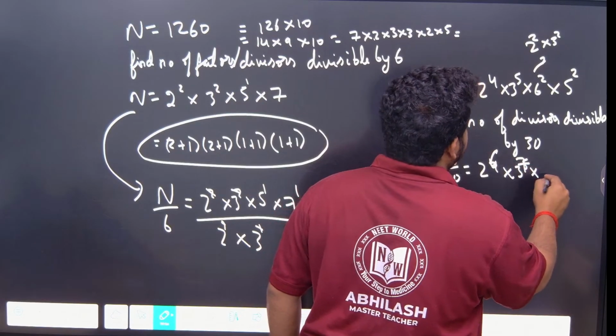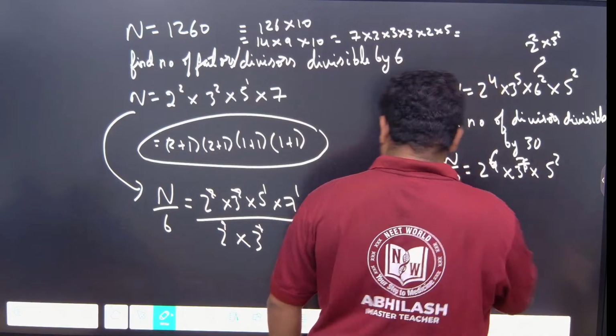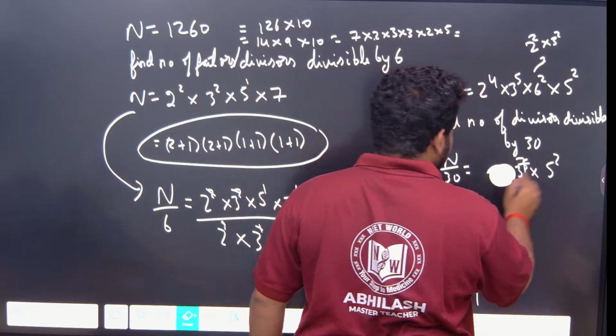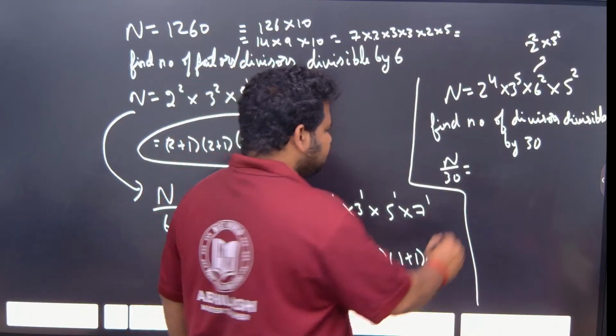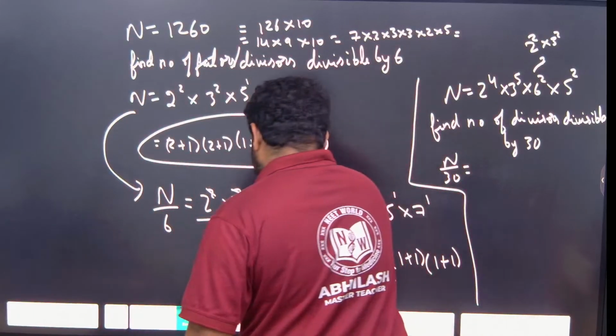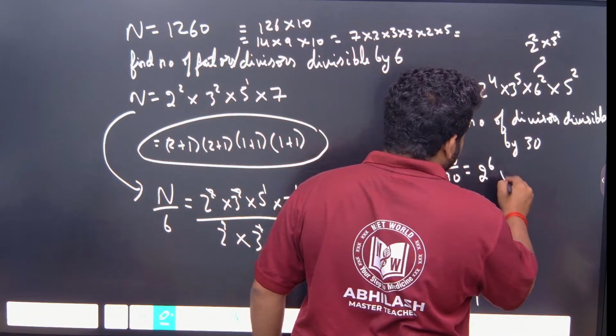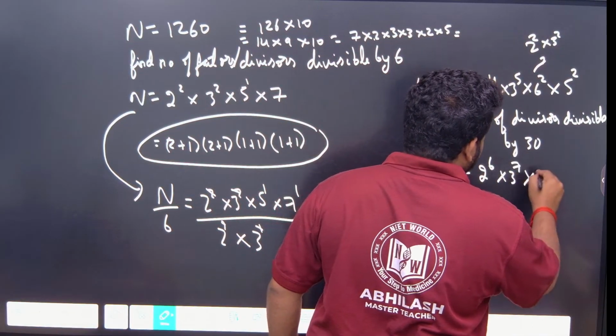Okay, 3 power 7 into 5 square. See, 6 is not a prime number, so I express it as prime. So this will become 2 power 6 into 3 power 7 into 5 power 2.